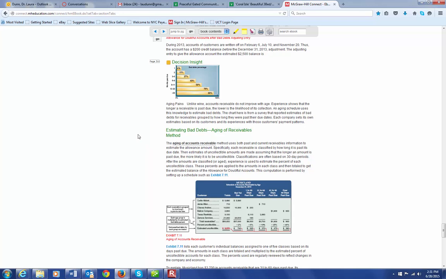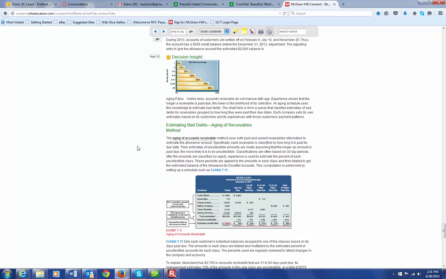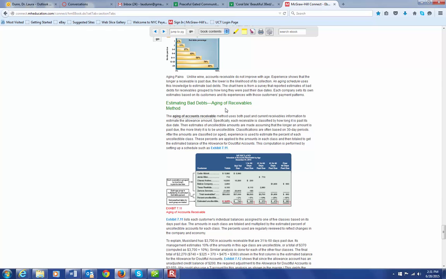The other method that you can use, this up here, is just taking a percentage of the amount that you have in accounts receivable at the end of the year. This method is using an aging of receivables. So the aging of accounts receivable uses both the past and the current receivable information to estimate it.